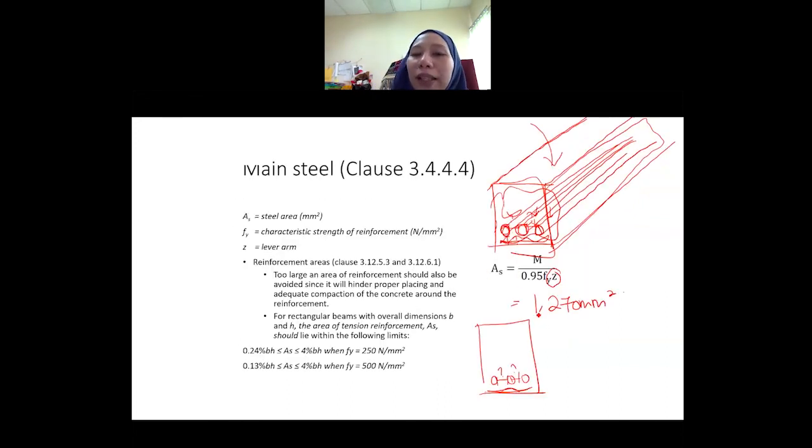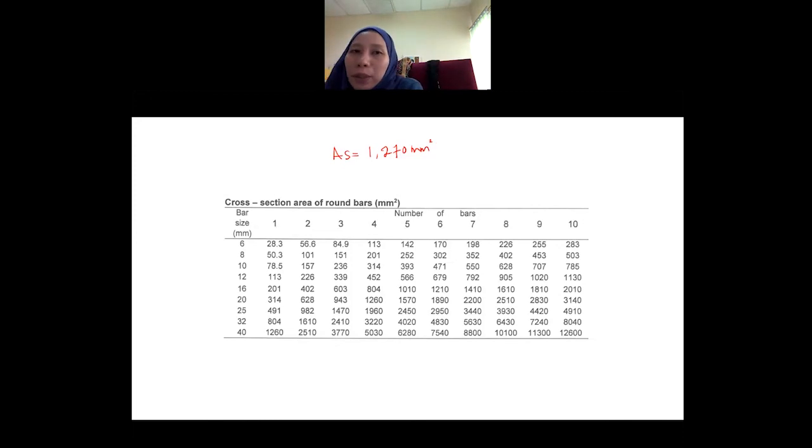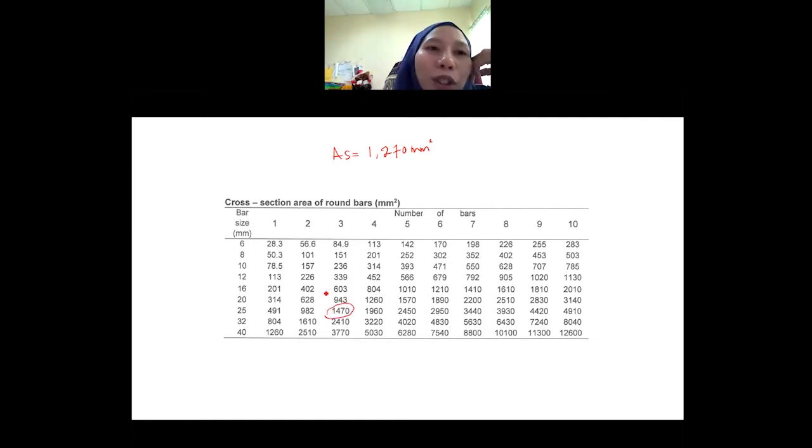Okay, just now I gave an example, As equal to 1270 mm². This is my example. 1270 is the minimum area. It means when you select the bars below, you must select a bigger area than this 1270. For example, I pick 1470. Can or not? Can, because it is bigger than this number. If I take 1260, cannot, because it is smaller than this value. So you cannot choose 1260.